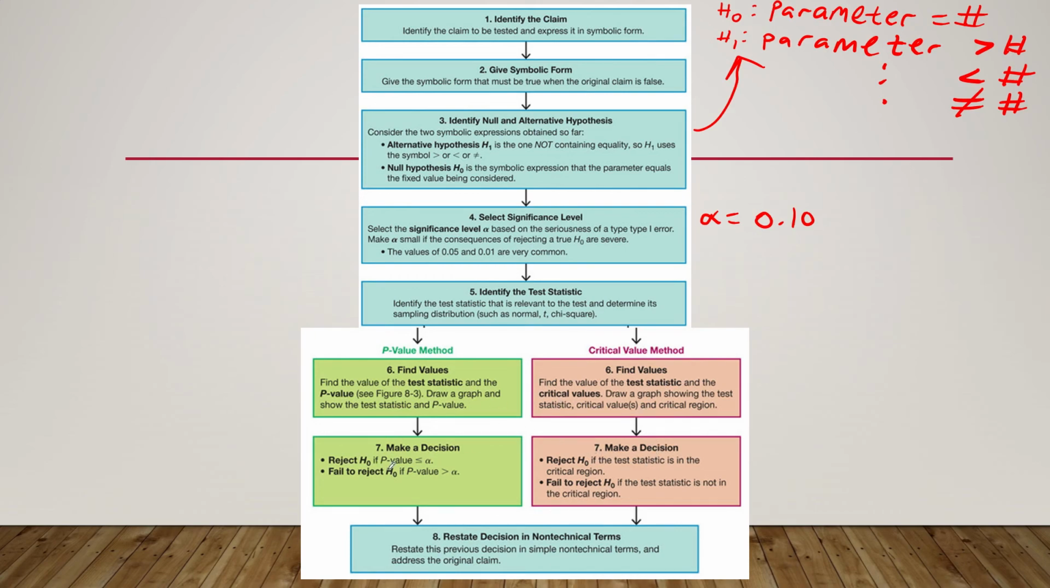And based upon whether you're rejecting or failing to reject the null hypothesis, you restate the previous decision in simple, non-technical terms and address the original claim. The simple, non-technical terms are because, let's face it, for the most part, most of the people reading this are non-mathematicians, and if we want the overall public to understand it, we would definitely not be using mathematical terminology. And if you were to get a job in data science outside of the classroom, more often than not, you're going to have to explain whatever your results are in non-technical terms.